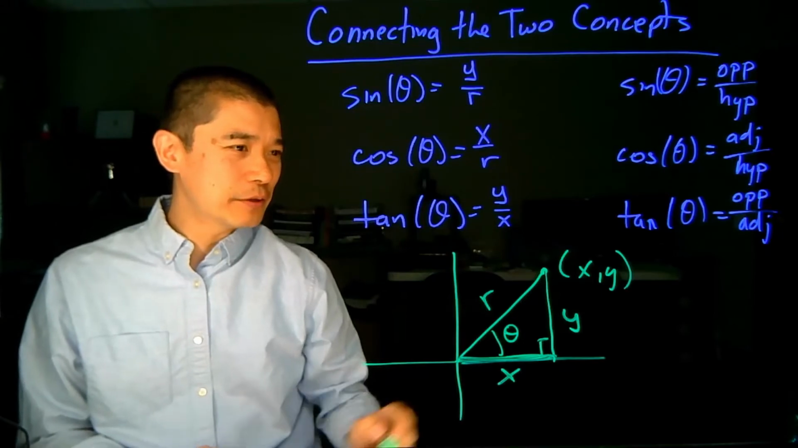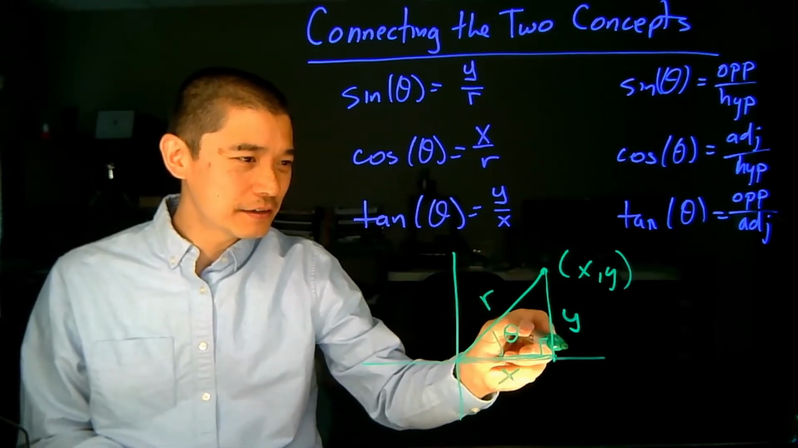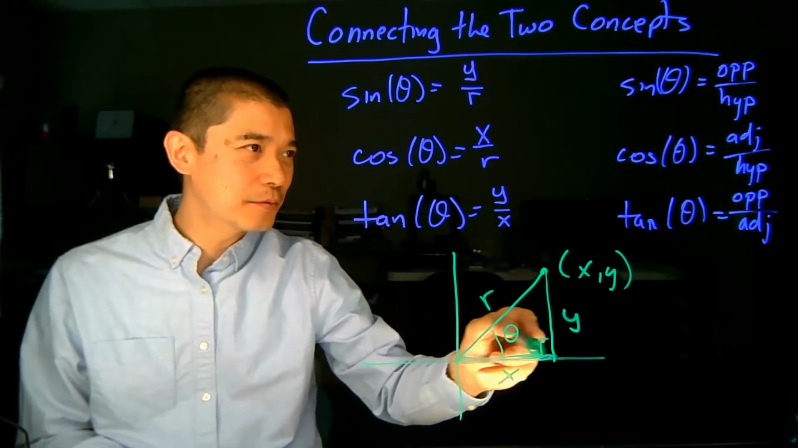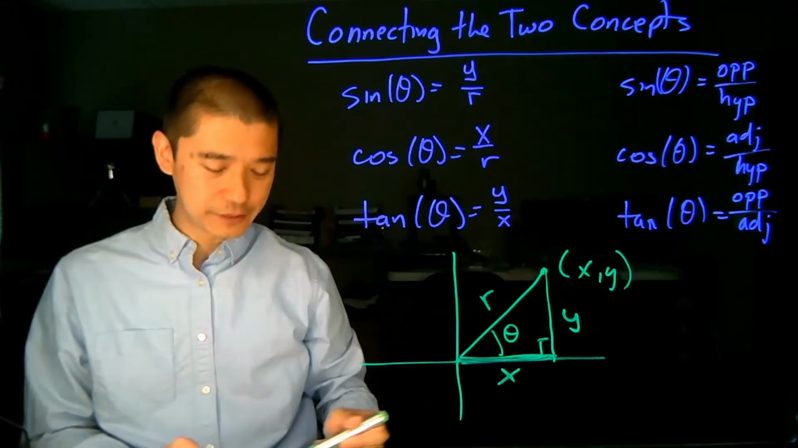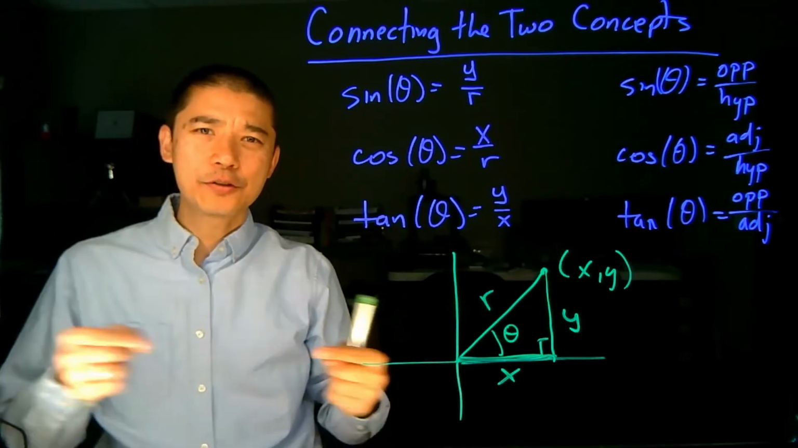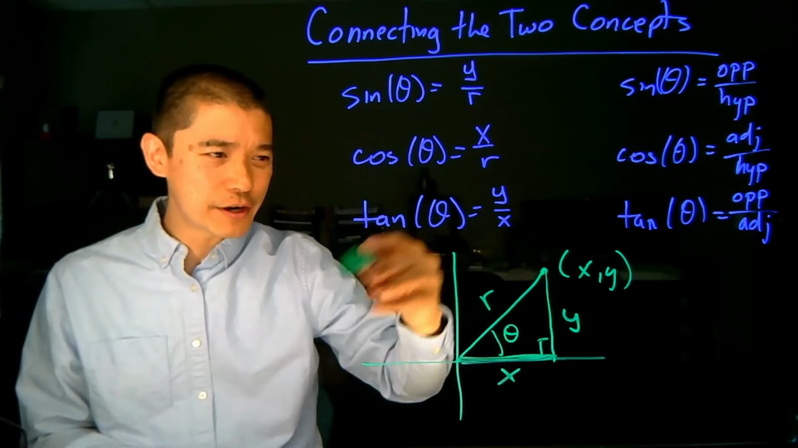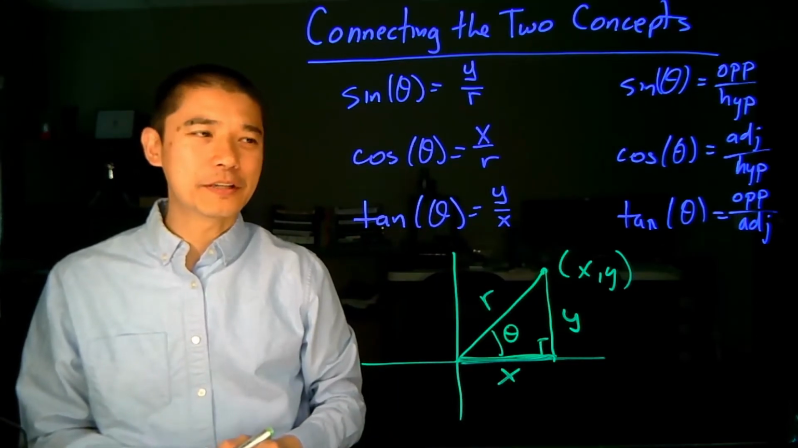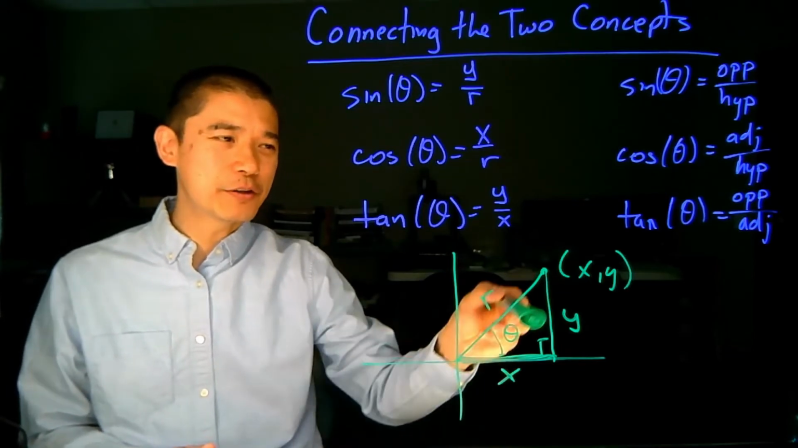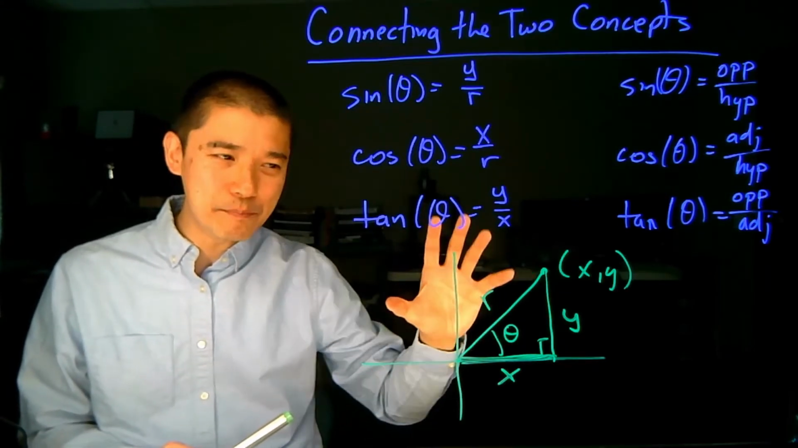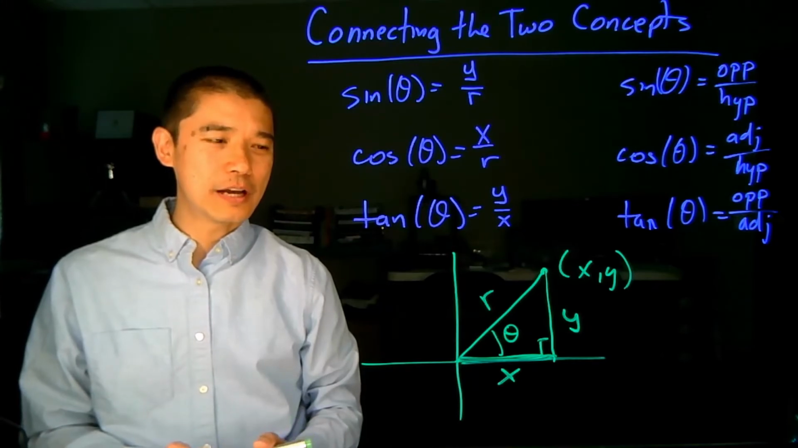Tangent theta is y over x. Here's y. Here's x. Opposite over adjacent. Tangent theta is opposite over adjacent. And so this shows us how the two pieces actually fit together into one. It's just a matter of creating a right triangle picture out of our points. You could have also done this the other way around. You could have started with a right triangle and then simply embed it into the plane.